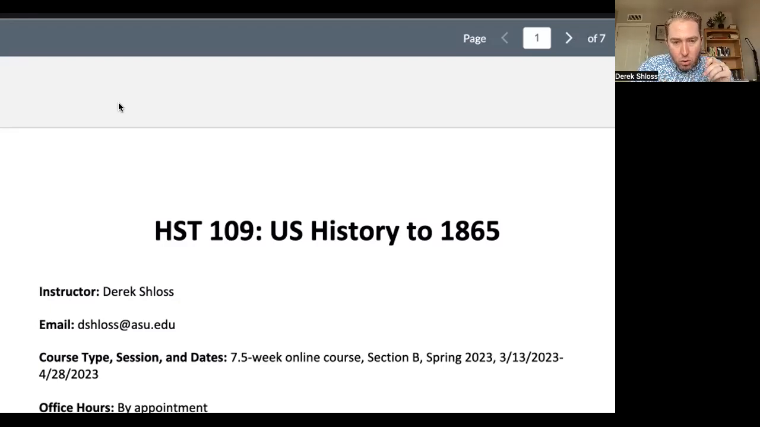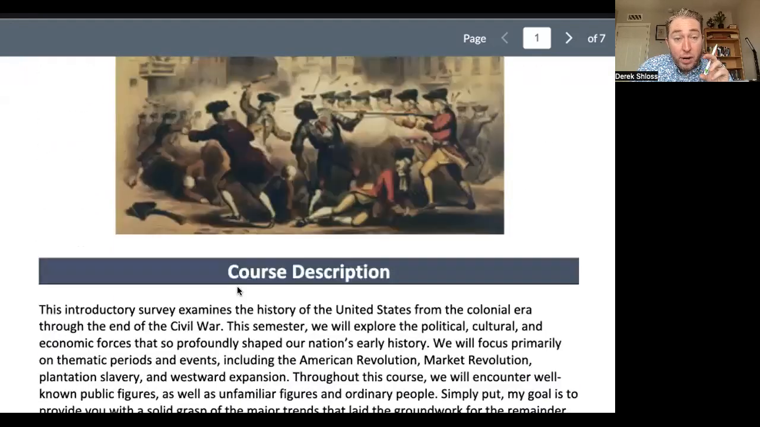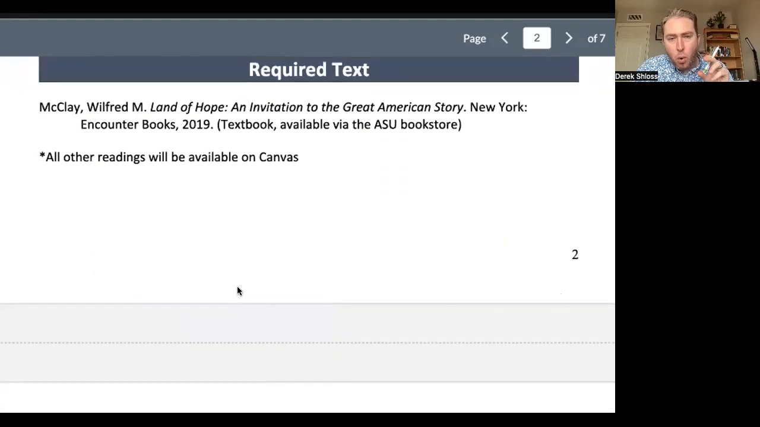Okay, what else do I want to talk about here? Let's talk about the required text. The textbook is Land of Hope, An Invitation to the Great American Story by Wilfred McClay. It should be available in the ASU bookstore. I think it's also available on Amazon if you want to access it that way. If you access it via the ASU bookstore, I think you can rent it, or for a somewhat higher cost, you can buy it.